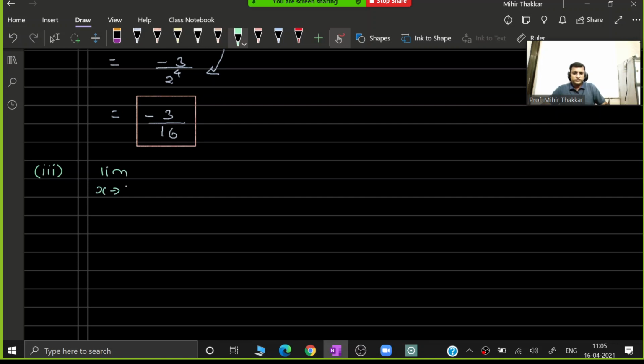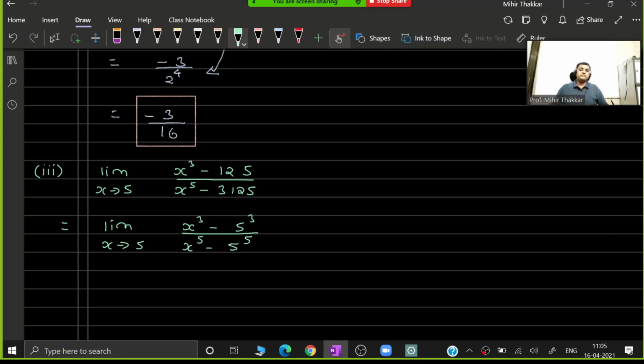Limit as x tends to 5, x cube minus 125 over x raised to 5 minus 3125. I can express the given question by writing it like this: x cube minus 5 cube divided by x raised to 5 minus 5 raised to 5, because 5 raised to 3 is 125 and 5 raised to 5 is 3125. Therefore, I am writing it like this.